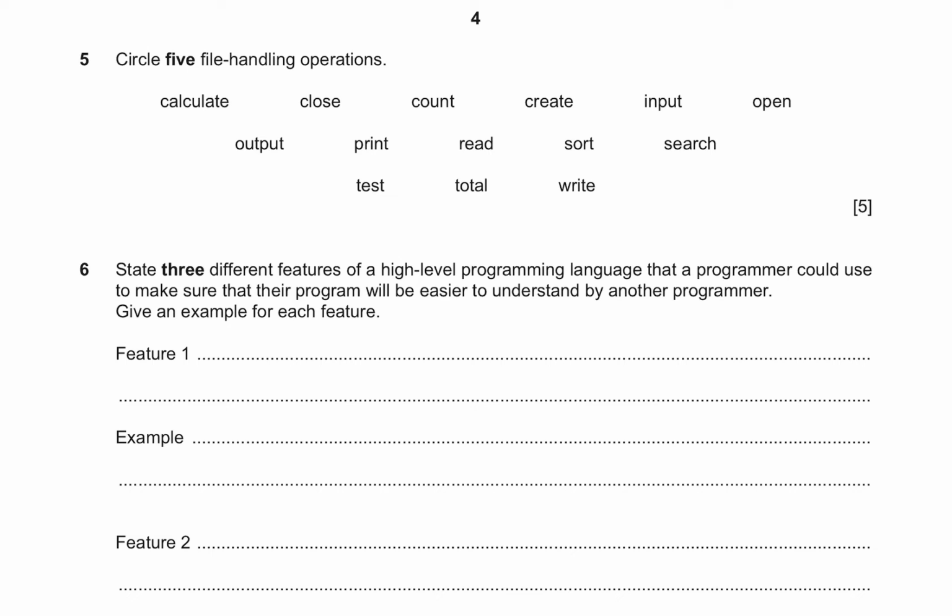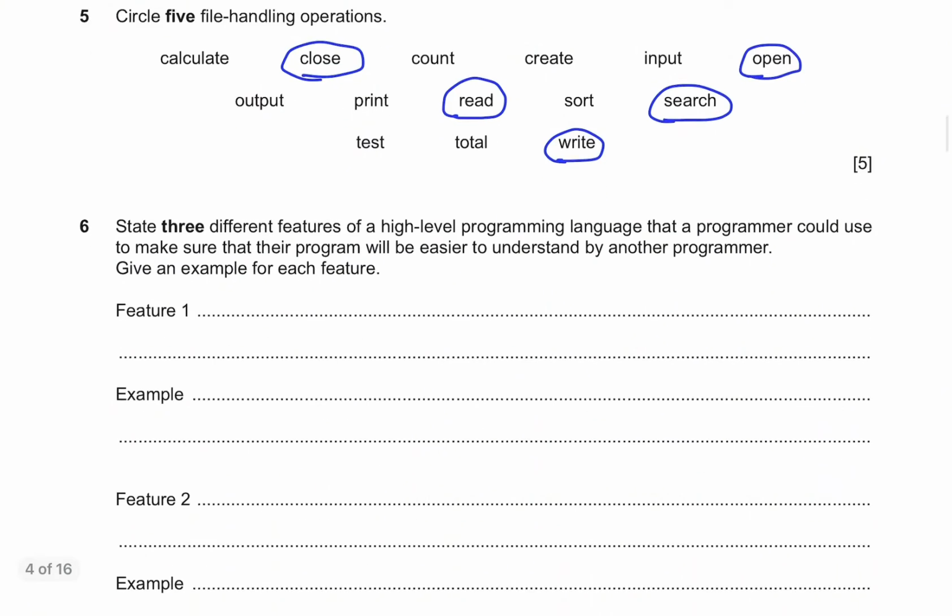Circle 5 file handling operations. Open. You search the file, you write the file, you close the file, and you read a file. File handling is: you close the file, you open the file, you search, you write, and you read. 5 marks.